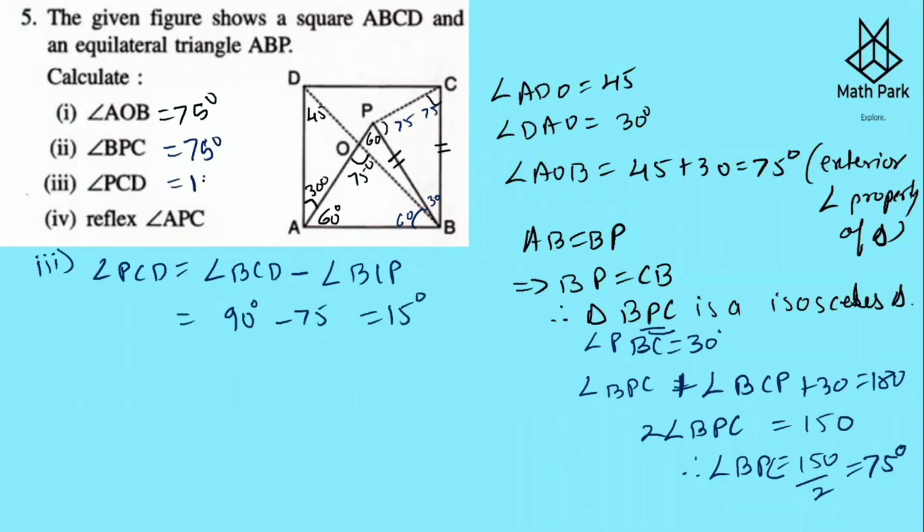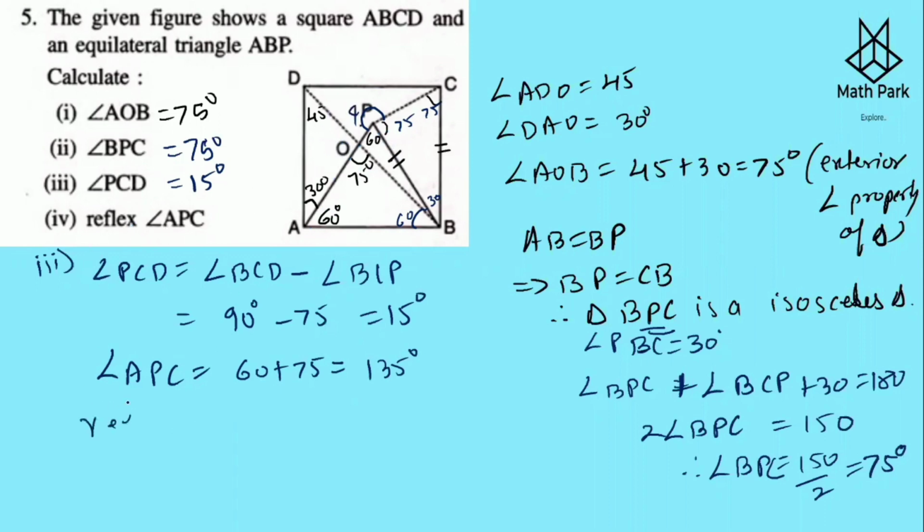We got angle PCD as 15 degrees. Now we are asked to find the reflex angle APC. We know that angle APC is equal to 60 plus 75, which is 135 degrees. Okay, and now reflex angle APC is going to be this part.